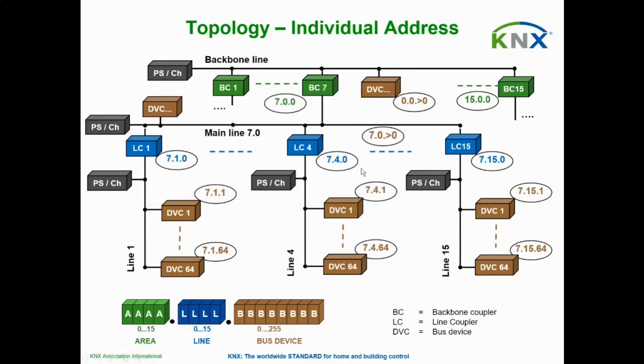And again, we've just done the same thing for area number 7. We have backbone coupler number 7 on top with a device address of 700. The first line on here is 7.1.0. Line 4 is 7.4.0, all the way to line 15. And again, you see the device addresses for each device on this network.